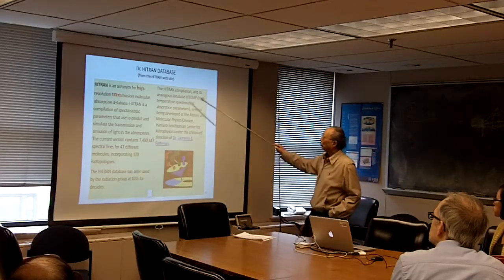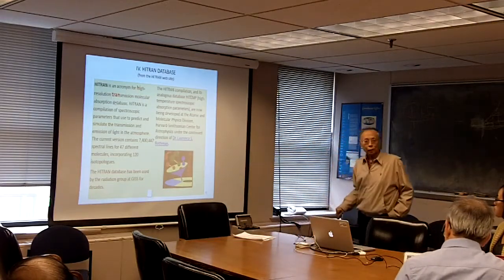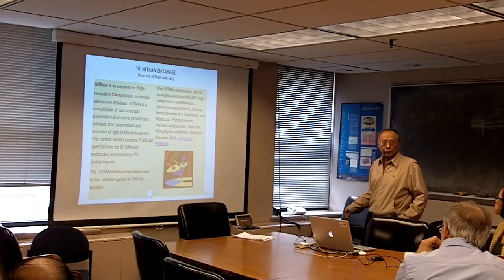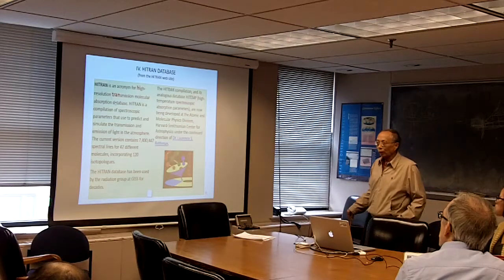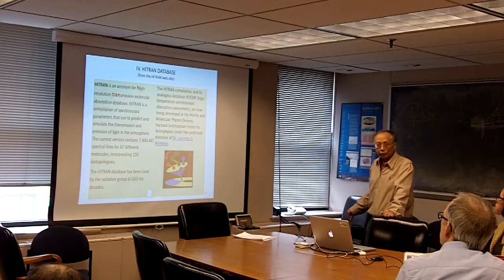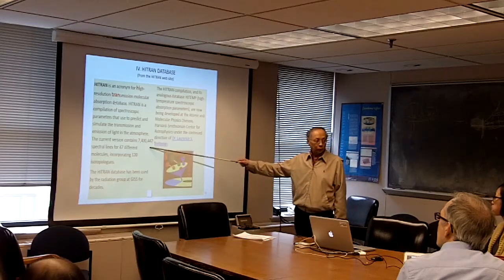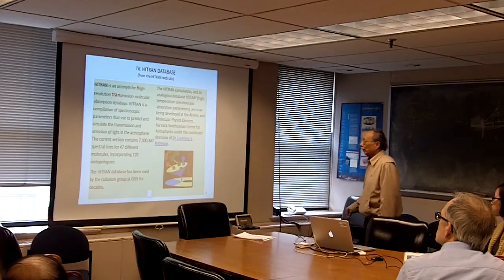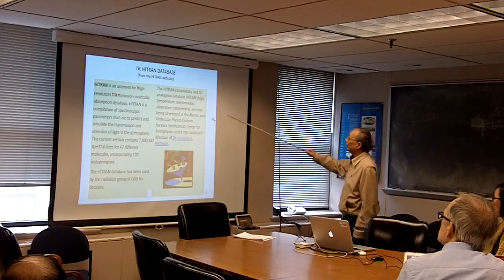Where does HITRAN come from? HITRAN started more than 50 years ago. So many people and so many laboratories made contributions. Right now, the most updated version is 2012. How many lines are included? About 7 million lines, covering 47 molecules and many isotopologues.